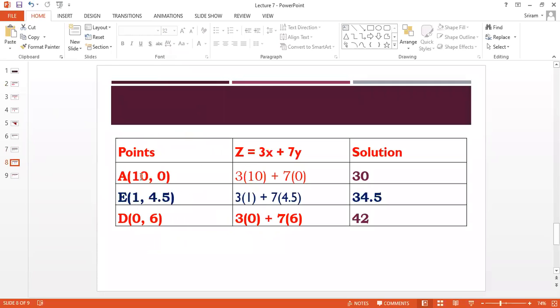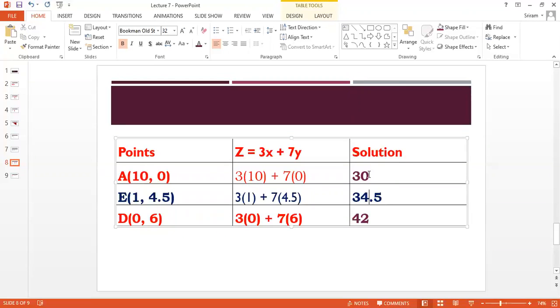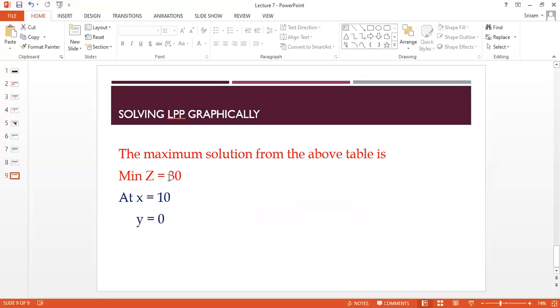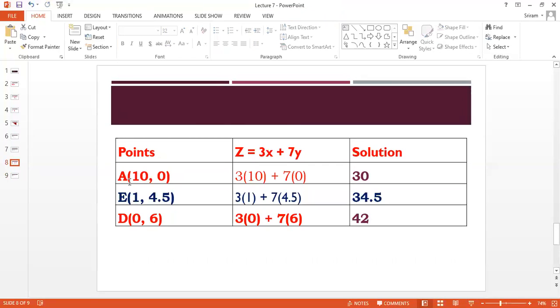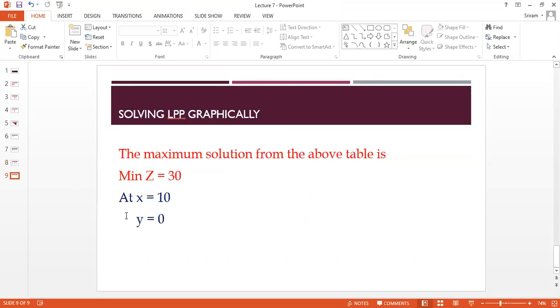In place of x, I am going to take 10. In place of y, I am going to take 0. I am going to simplify this. Here, our objective is to find the minimum. The first value is 30, the second value is 34.5, and the third value is 42. I am going to check for the small value. 30 is the small value. So I am going to write the answer. Minimum is equal to 30. What are all the points? One is 10 and one is 0. So x is equal to 10 and y is equal to 0.